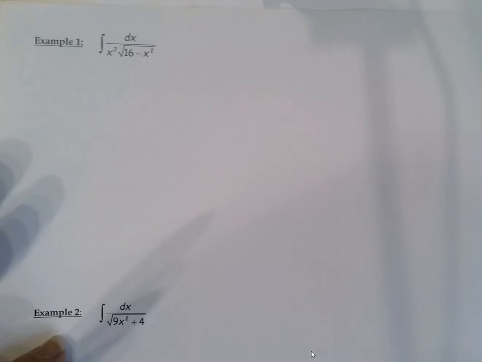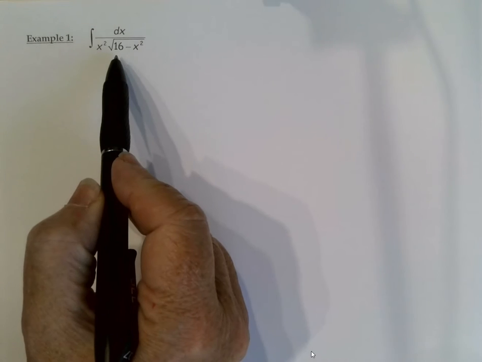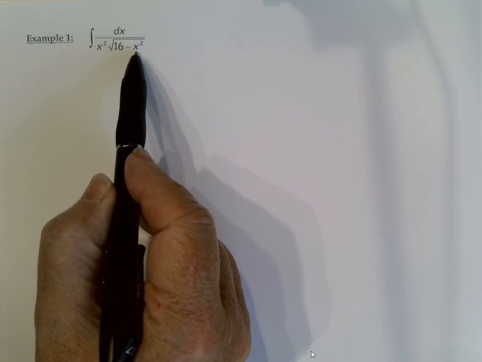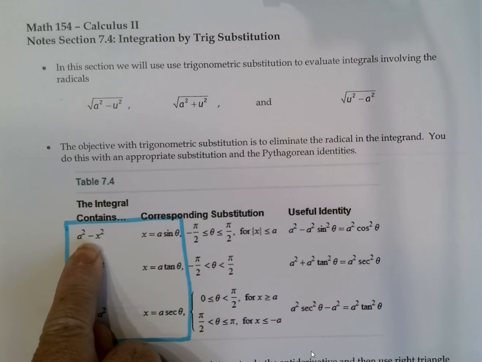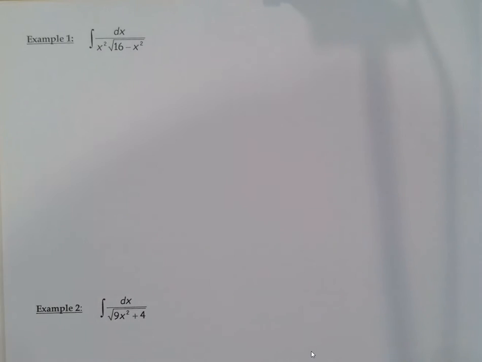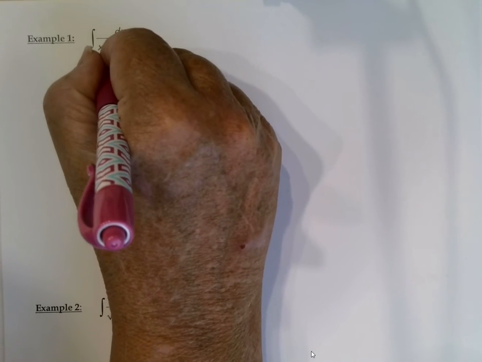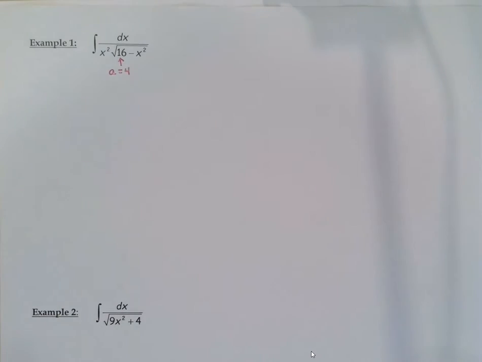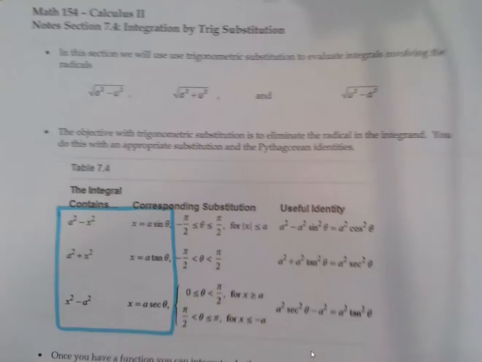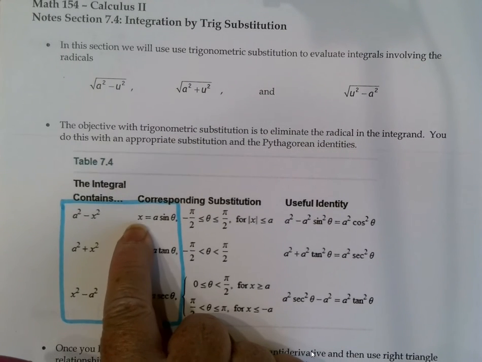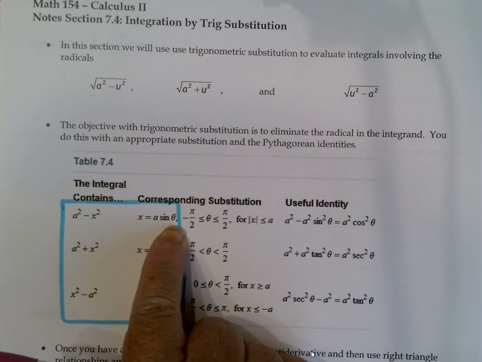All right, so in our first example, I can see that under my radical, I've got a constant minus the x squared. So that would be this form right here, a squared minus x squared. And in our particular case, the a value is 4. So the suggestion here is that we should make the substitution x equals our a, 4, times the sine of theta. So let's do that.